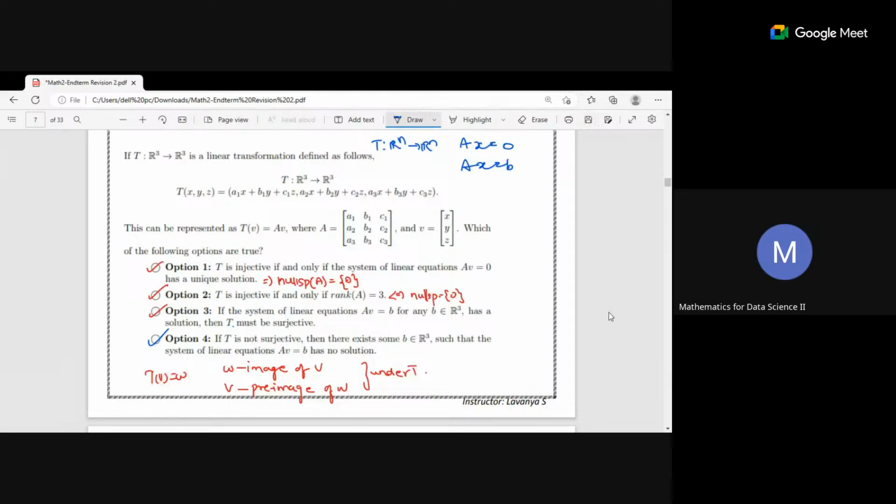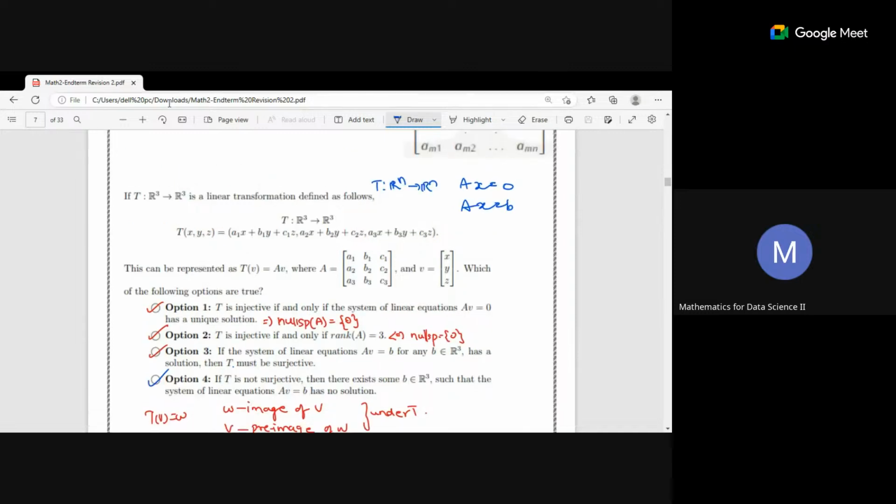Is that clear? Yes, ma'am. Ma'am, if Ax equal to B has no solution, then linear transformation cannot be possible, right? Linear transformation is possible. It is just that it is not onto. If it has no solution, it is possible that it is still a linear transformation. It is just not onto.